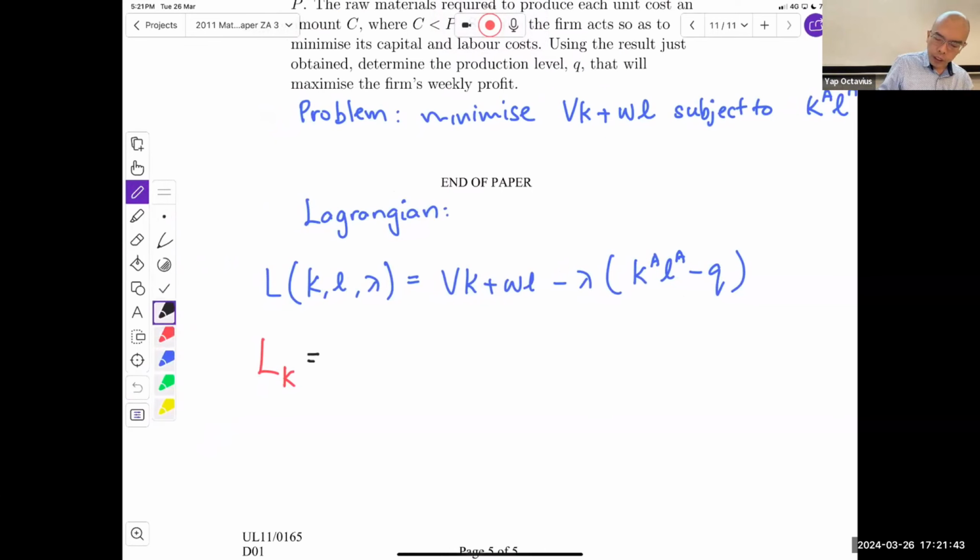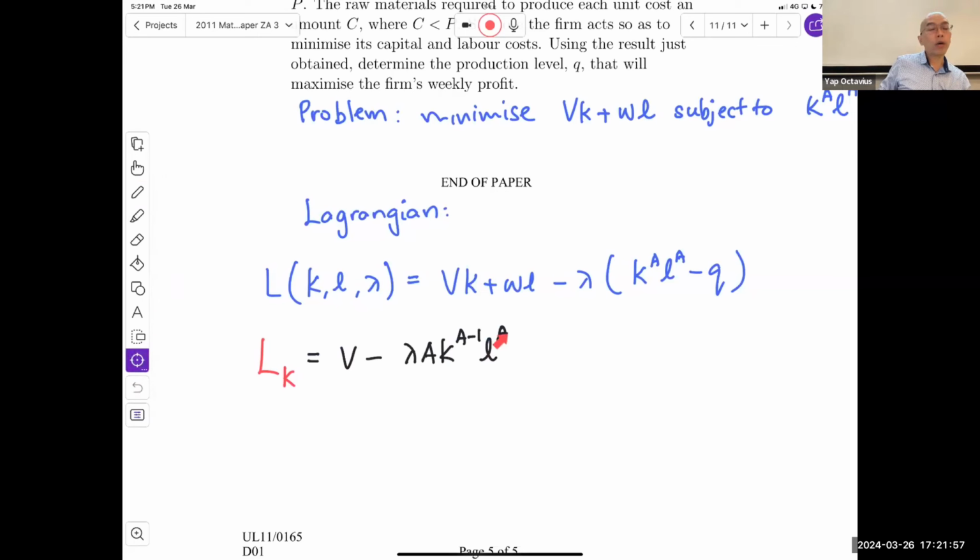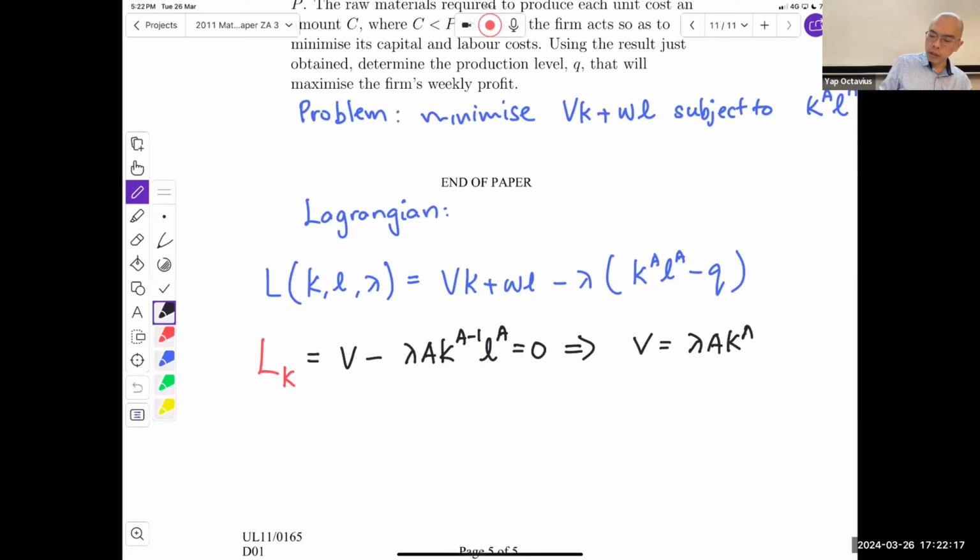With respect to K, you should get V minus lambda times K, A, then K to the power A minus 1. Now your L should stay. L to the power A is a constant when K is the variable. Set it to 0 and then your V equals this. You'll turn out something very beautiful, although it looks so ugly here.